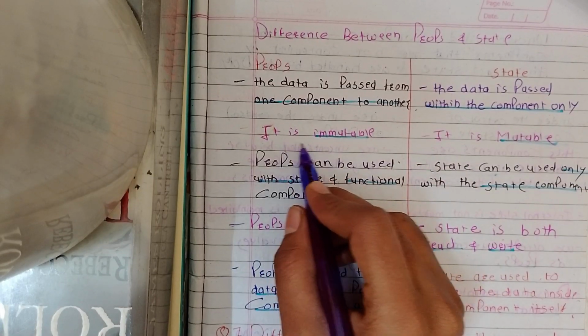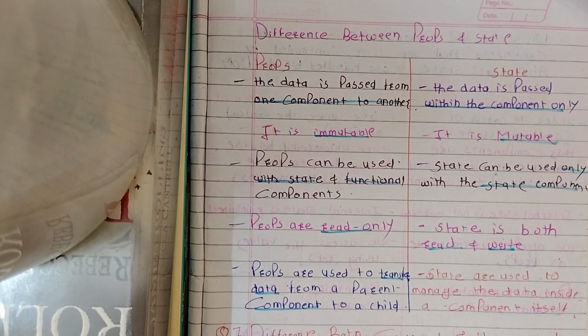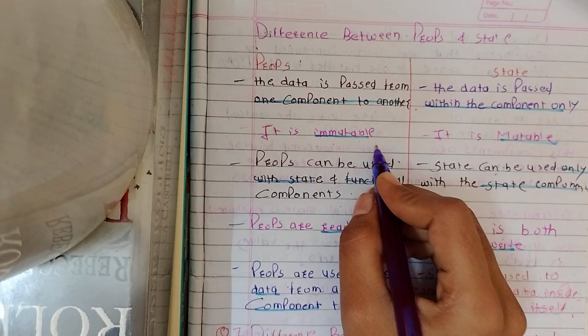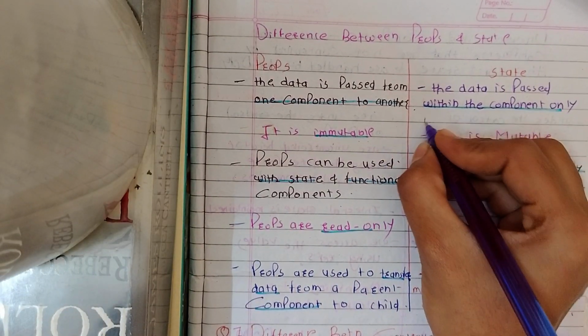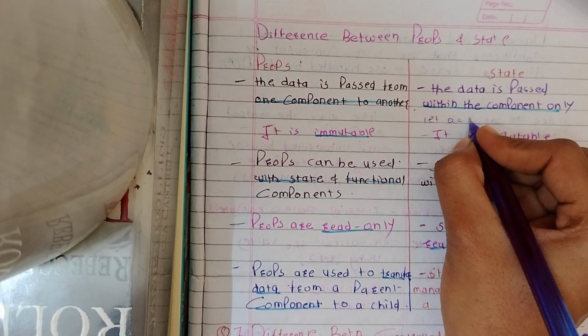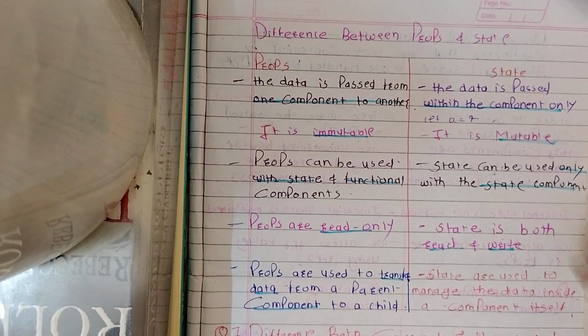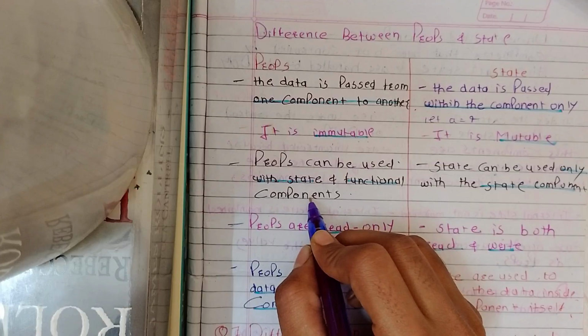And these props are immutable. We cannot mutate them as they are. We just need to pass this data from one component to another component, and it is immutable. Yeah, if we declare a variable like let a is equal to 4, we can update it to 6, 7, like that. So states are mutable. Props can be used with state and functional components.